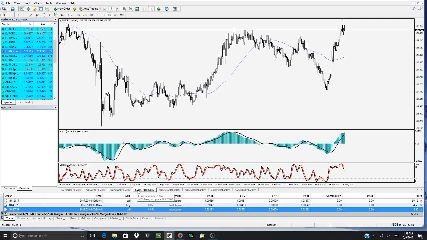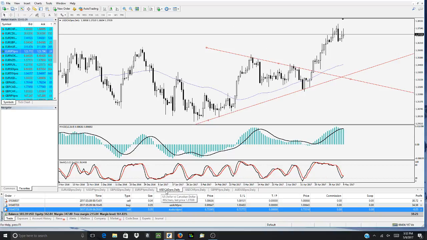Euro yen, I don't have any. I haven't seen any trend here on this pair, so I haven't set this one up yet. But we're going to go to USD Canadian. Okay, so we got this downtrend here, and then we got the uptrend. A lot of touches right here.